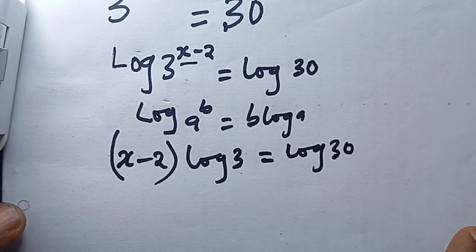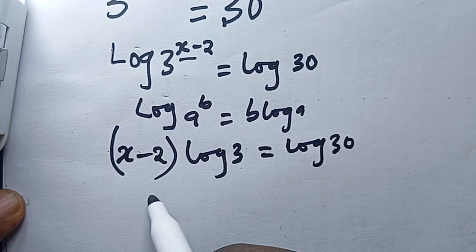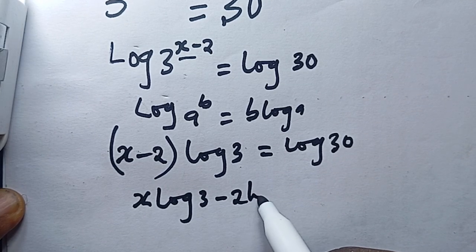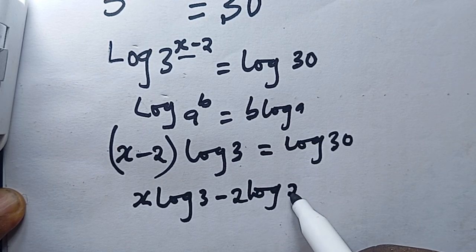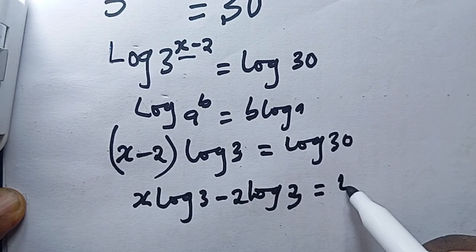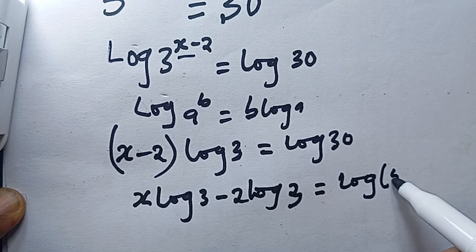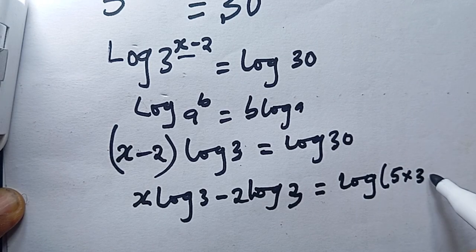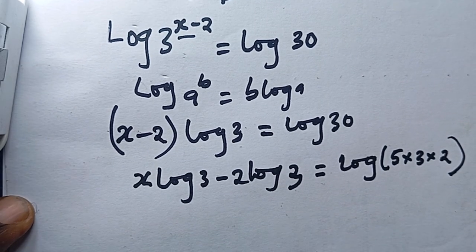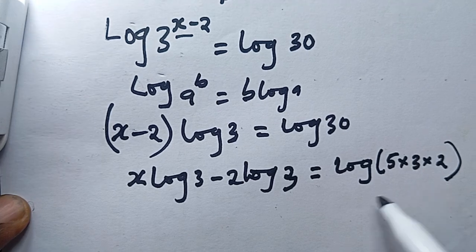Okay, so moving on, I will use this log 3 to open this bracket. I'm going to have x log 3 minus 2 log 3, and this will be equal to log 30. I can also split this 30 here as 5 times 3 times 2, writing 30 as a product of its prime factors. Then I'll go ahead to simplify this.